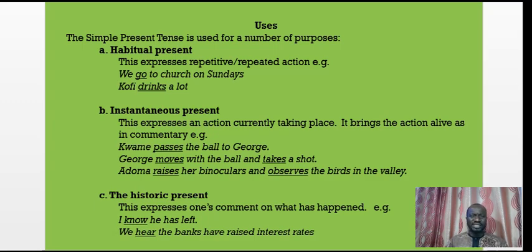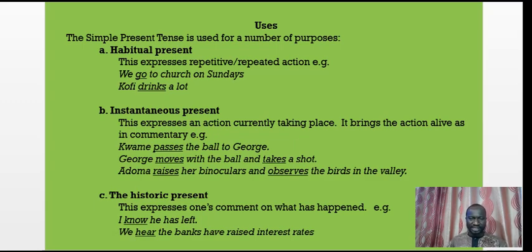And when you do that, you use what? The present tense verb to do that. So in our commentary, when you listen to all the games that they play, you have to check that as a student, just to check what verbs they use. They don't use the past tense or the continuous tense or whatever. What they use is what? Instantaneous present. Adama raises her binoculars and observes the bears in the valley. So that is an example.